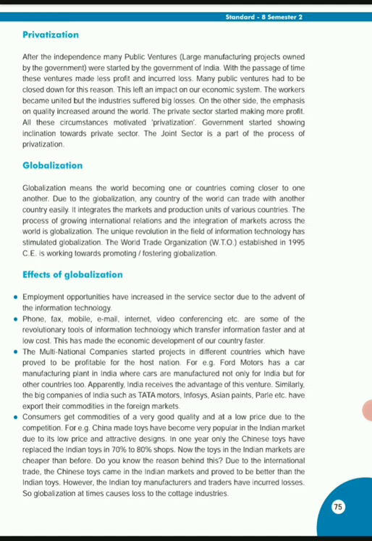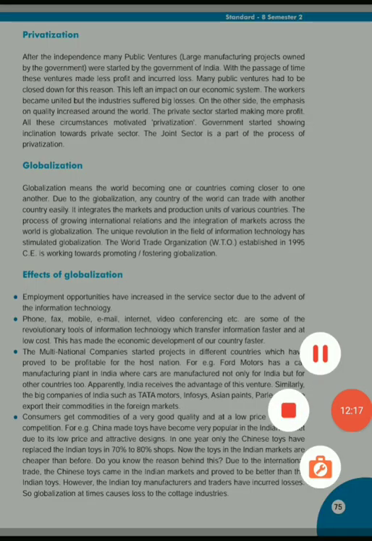So in this way we can see the advantages we are having, and with that the disadvantages also affect the market due to globalization, or we can say due to the multinational companies. In this way, your chapter is also completed.